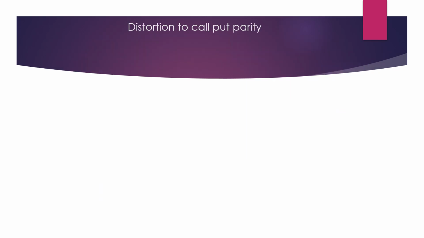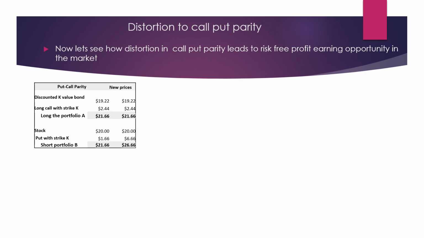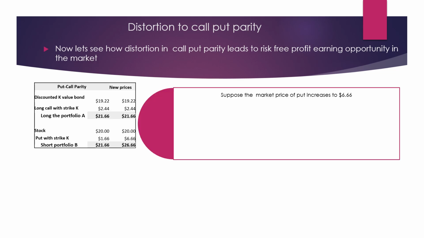Now, distortion to call put parity. Now, what if call and put market prices for options having same strike price and expiry date are different? Now let's see how distortion in call put parity leads to risk-free profit earning opportunity in the market. Now the box shows the call put parity equation which was used in the previous slides, wherein both value of portfolio A and portfolio B was same at $21.66.